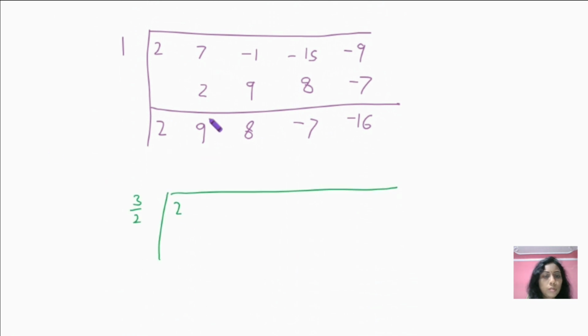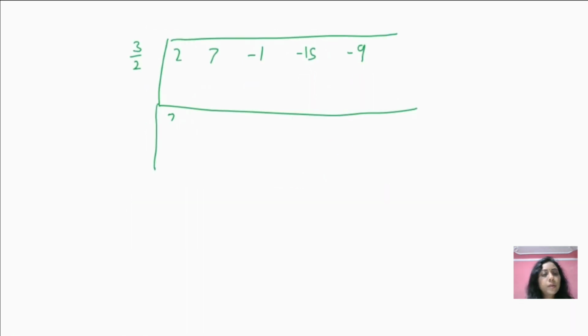Here we can write 2, 7, minus 1, minus 15, and minus 9. 2 bring down here, 2 times 3 upon 2 is 3. This is 10. 10 times 3 upon 2 is 5. 5 times 3 is 15. Minus 1 plus 15 is 14.